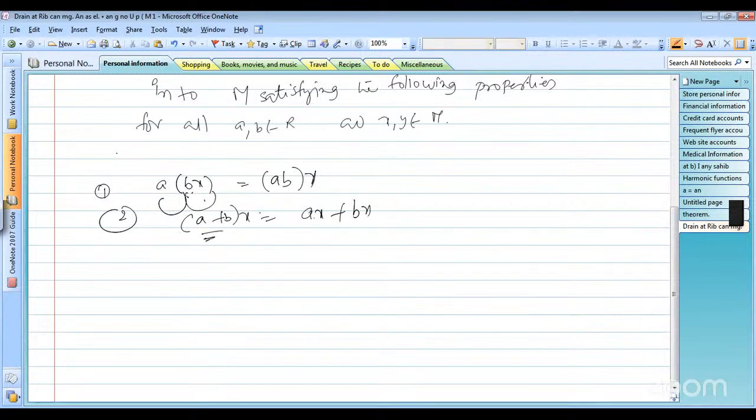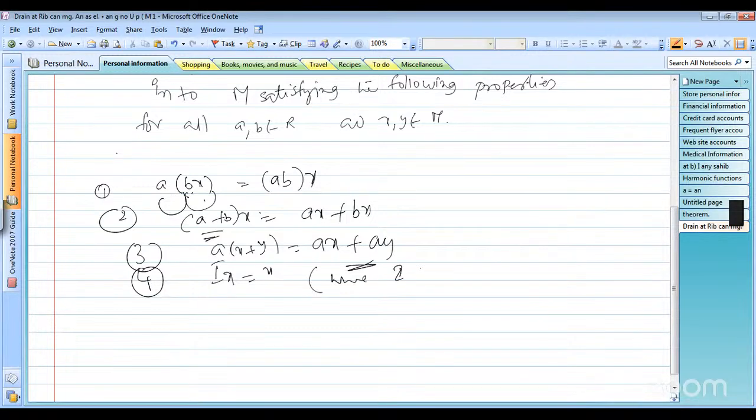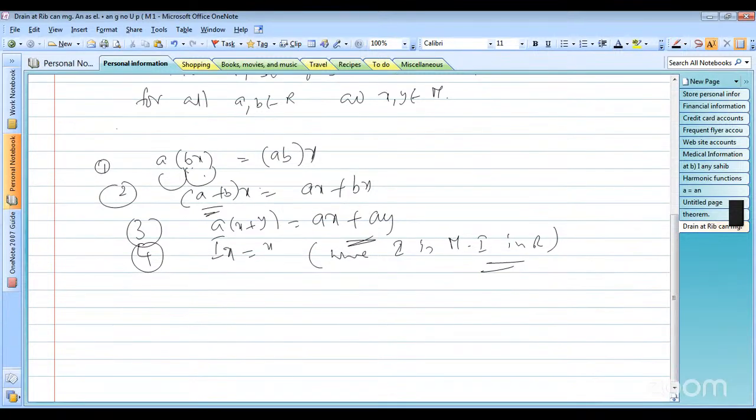The second property: (a + b)x equals ax plus bx. The third property: a(x + y) equals ax plus ay. And the fourth property: 1x is equal to x, where 1 is the multiplicative identity in R.